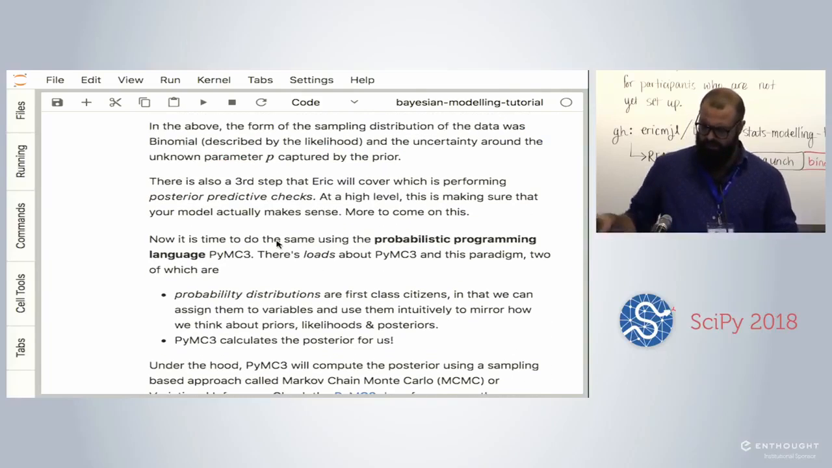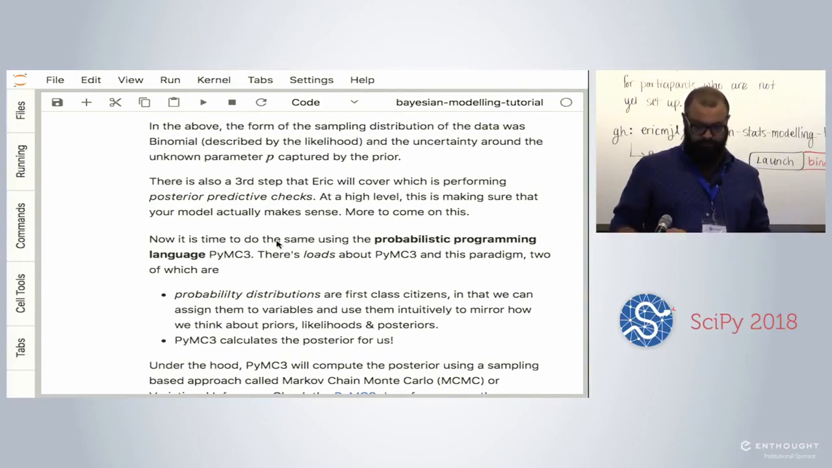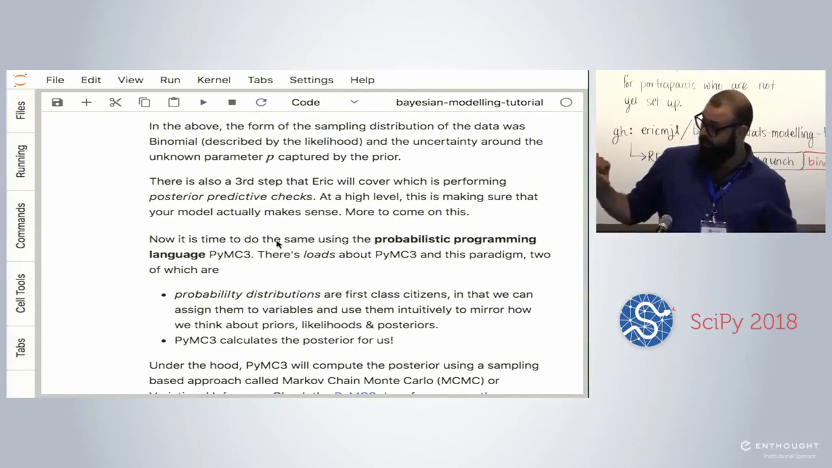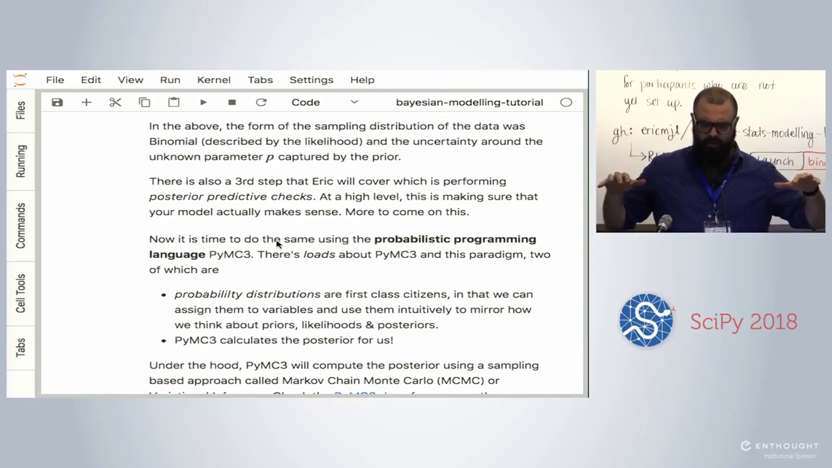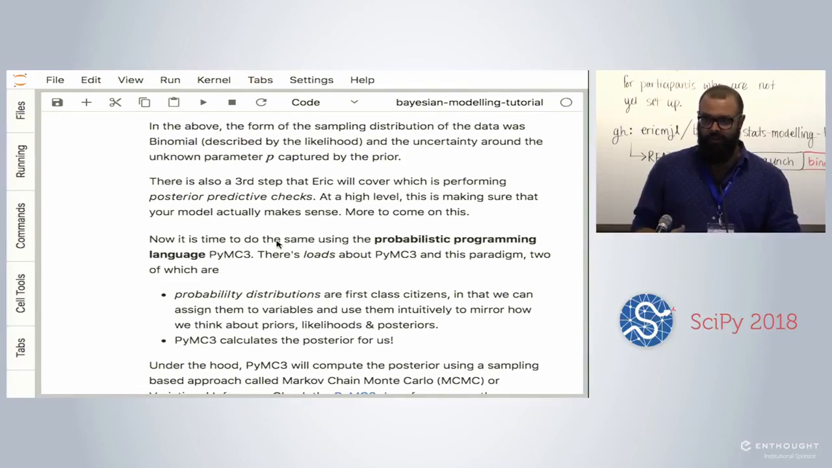Now, as I said, there's a third step, which is incredibly important, which I will not cover, but Eric will, which is posterior predictive checks, okay? At a very high level, this is making sure that your model makes sense. One way of thinking about it is you've got your posterior, then you can use the results to sample what the data should look like and then compare that with the actual observed data, okay?